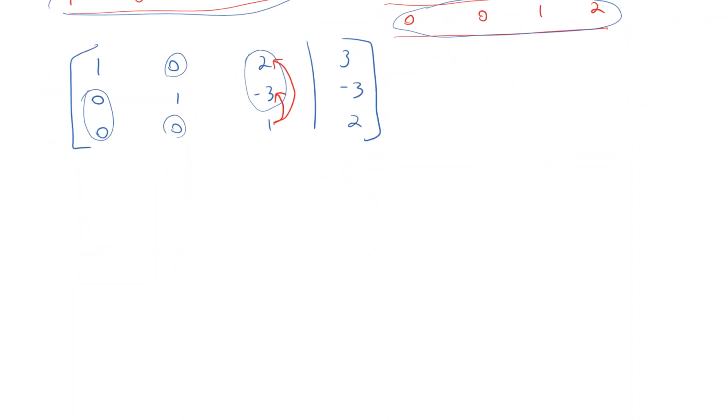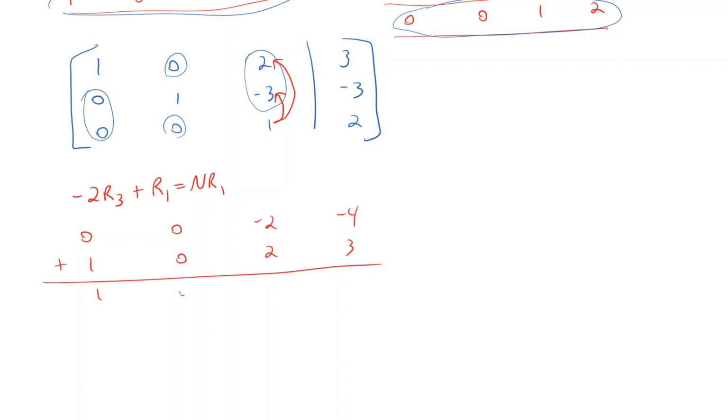So let's use row 3 to eliminate row 1. In order to do that, I'm going to multiply row 3 by negative 2, and then I'll add it to row 1 to get my new row 1. So I'm turning this into a negative 2 to eliminate this positive 2. Negative 2 times row 3 is going to give me 0, 0, negative 2, negative 4. Add row 1: 1, 0, 2, 3. And I get 1, 0, 0, negative 1. And there's my 0 on my third entry. So that's going to be my new row 1.